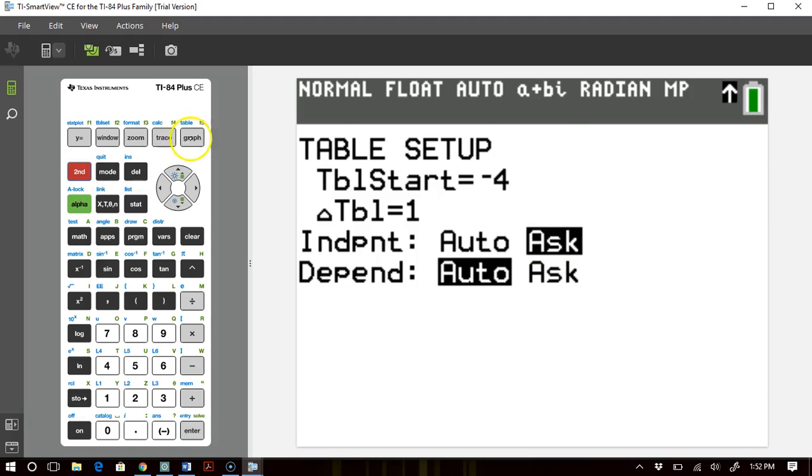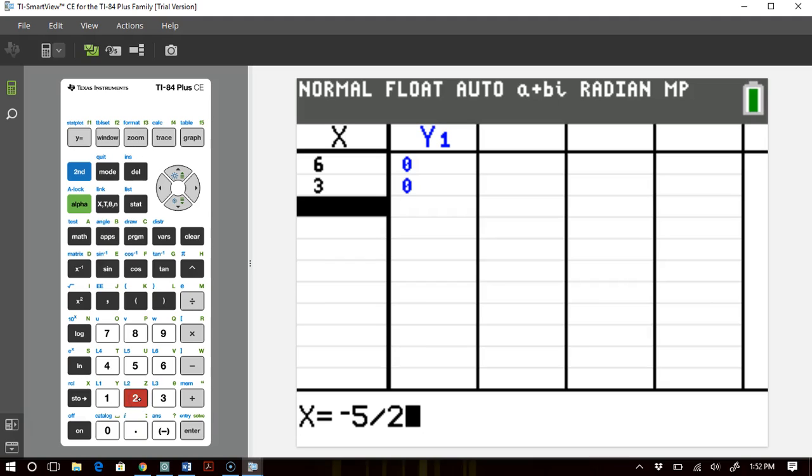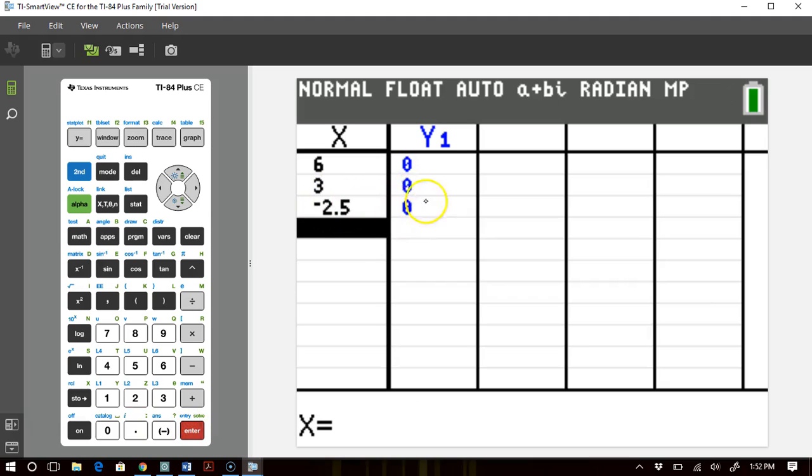Well, now if I hit second table, my table, it's asking me what x values I want to plug in. So let's try that 6. We got that as 0. Hit enter. It worked. I have a y value of 0. That means that one's right. Type in 3. Hit enter. I get a y value of 0. That means that one's right. Type in -5 halves. So -5 divided by 2. Hit enter. And now I can see that all 3 of my answers are correct. And so that is how you can use your calculator to check are your final x values right.